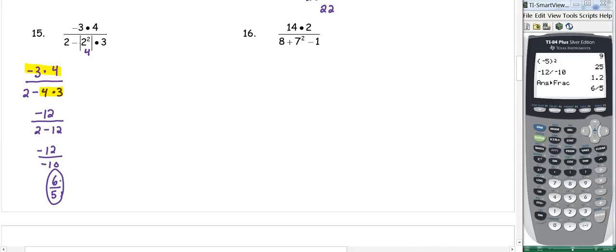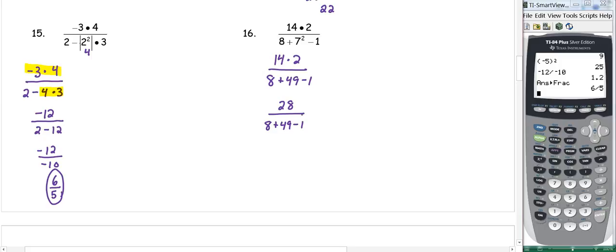Number 16. 14 times 2 over 8 plus 7 squared minus 1. So I see no parentheses or absolute value. I do see an exponent, so I need to do that first. So I now have 14 times 2 over 8 plus 49 minus 1. Next, I see if there's any multiply and divide, and there is a multiply in the numerator. So 14 times 2 is 28 over 8 plus 49 minus 1.